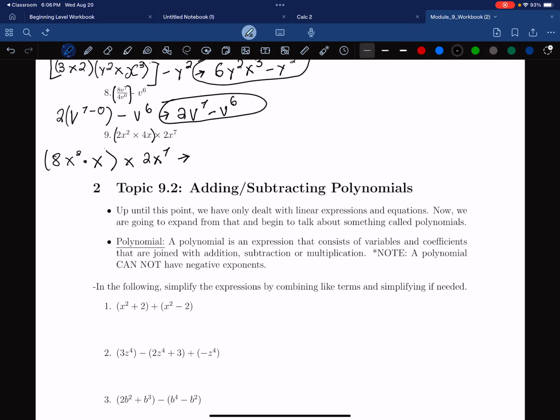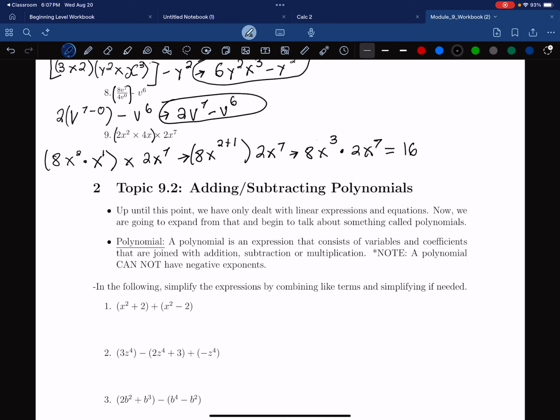Now here, this x doesn't necessarily have an exponent, but remember, anything to the first power is just itself, right? So in this case, we're going to have 8x to the 2 plus 1 times 2x to the 7th. So this is going to become 8, 2 plus 1 is 3, so we're going to have 8x cubed times 2x to the 7th. Now we're going to multiply the numbers. So 8 times 2, that is going to be 16.